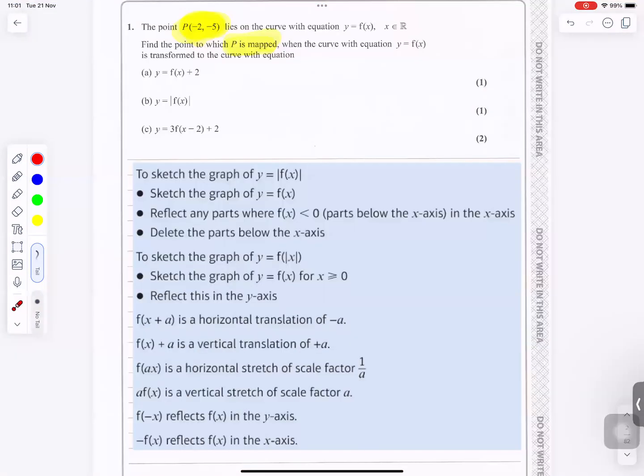So I've put here some different types of transformations which you can have a look at. When you add A to f(x), it's a vertical translation of plus A. That's the one we're going to use for part A. These are the different types, and it will help you to answer some of the questions.